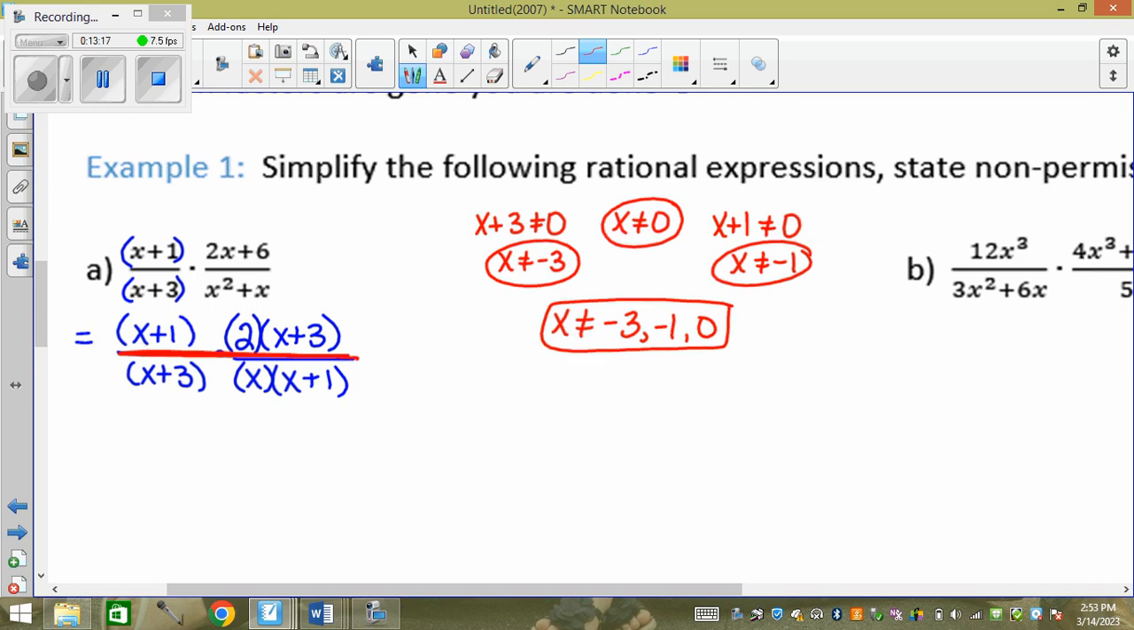So I simplify all the numerators, all the denominators. I state MPVs, then I cancel. There's literally 3 steps the whole time. Whether it's simplifying or multiplying, 3 steps. Simplify it all, state the MPVs, cancel off things that match.